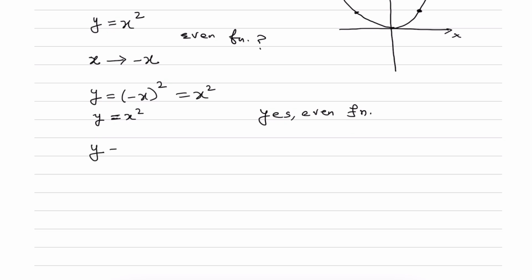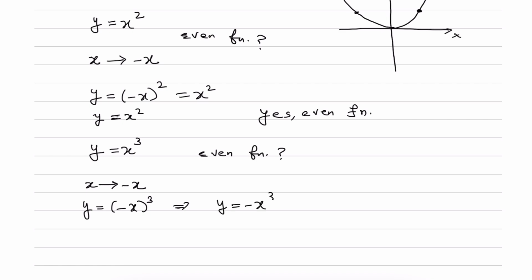Let's try another graph. Y equal to, let's say the simple one, x cube, and we want to check if it is an even function or not. So again, we will replace x by minus x. This gives us y equal to minus x cube. So we started with y equal to x cube, and the graph here has changed. So we will say no, not an even function. So the graph y equal to x cube is not the graph of an even function.